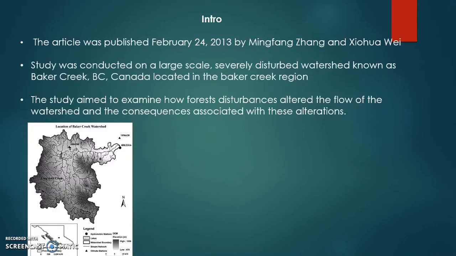The article was published February 24th, 2013, and talks about the study that was conducted on a large scale in the Baker Creek watershed, located in the Baker Creek region. This particular watershed was chosen because it has been severely disturbed by natural and human factors. The study aimed to look at the impacts of these disturbances on the flow of the area. Here's a small map of the area that was studied.